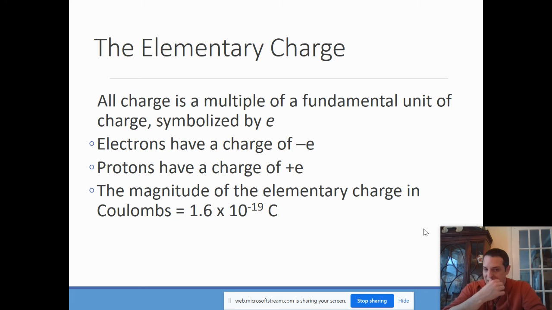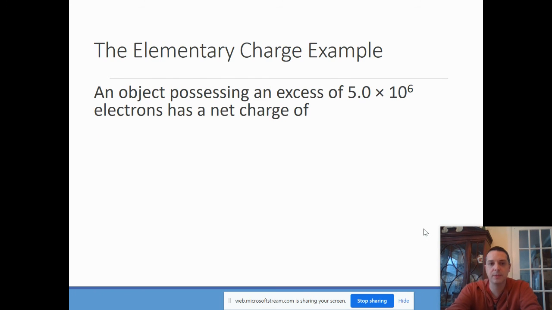So whenever we see charge on a particle, it always has to be some multiple of the elementary charge of imbalance. That means all charges that can occur on a particle have to be some multiple of the elementary charge, 1.6 times 10 to the negative 19 coulombs. The electron would be negative 1.6 times 10 to the negative 19 coulombs, where the proton would be a positive 1.6 times 10 to the negative 19 coulombs.